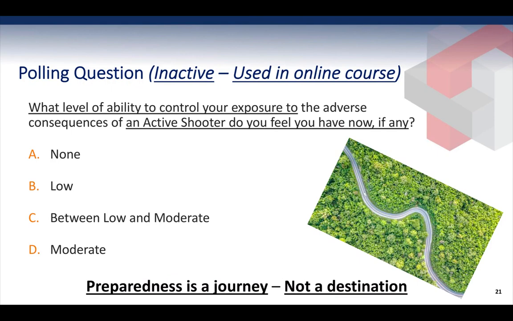We want to see some movement because every one of you started at a different level of capability. And so if the course has achieved an objective, you've moved forward at least one and possibly two categories in this response, toward hopefully the low to moderate as your baseline, and possibly some of you even to the moderate level of capability to control your environment in an active shooter event.